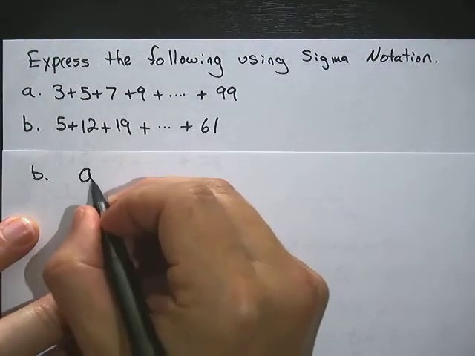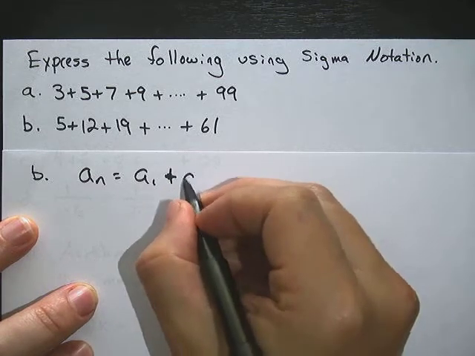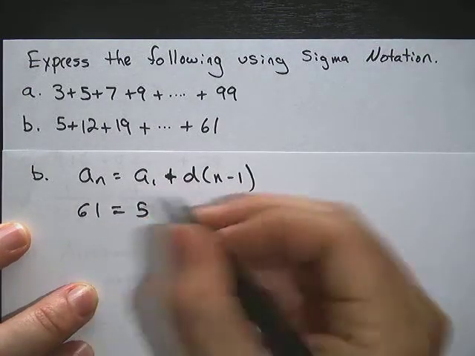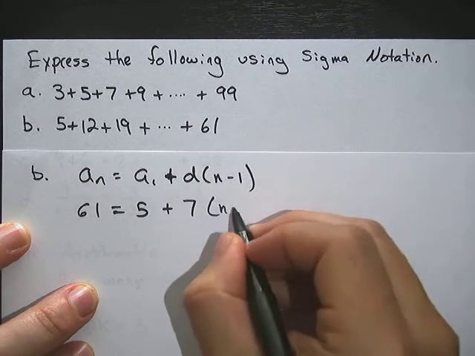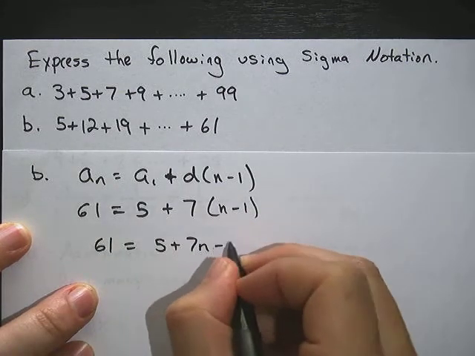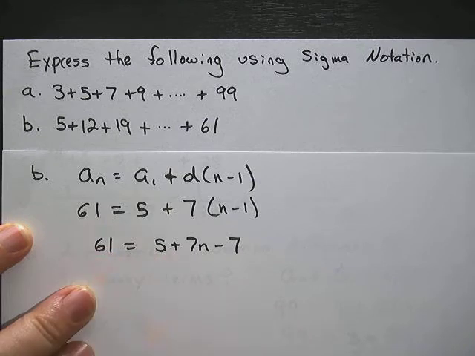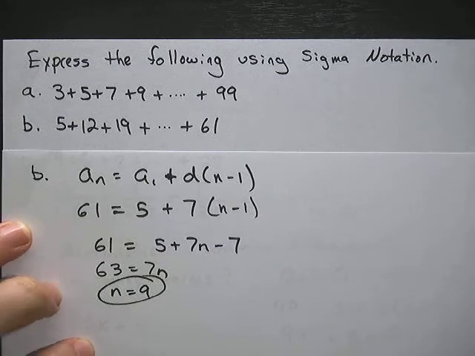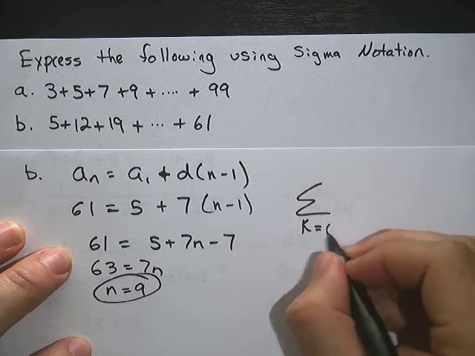Okay, so that gives us, well, the formula, plus common difference times n minus 1. Okay, so we get 61 equals 5 plus a common difference, which was what? 7, right? And then n minus 1. Okay, so 61 equals 5 plus 7n minus 7 when we distribute. 5 minus 7 is negative 2, so you add a 2 to both sides. That's 63 equals 7n, n equals 9. There are 9 terms.